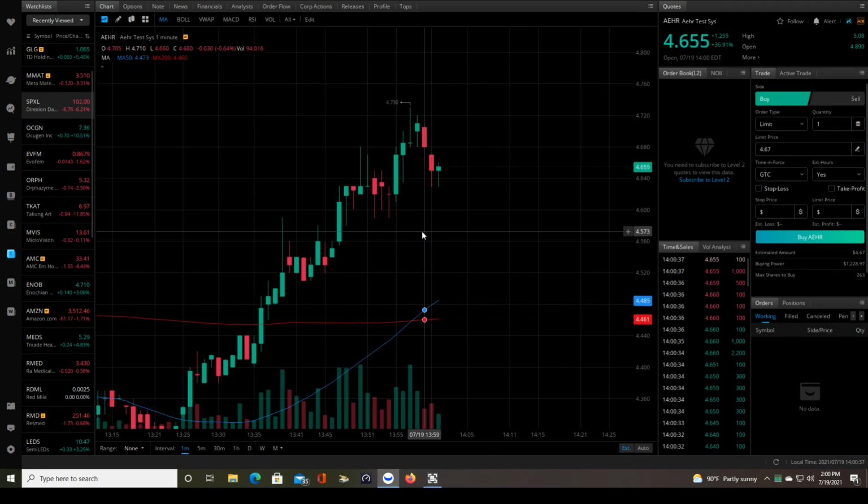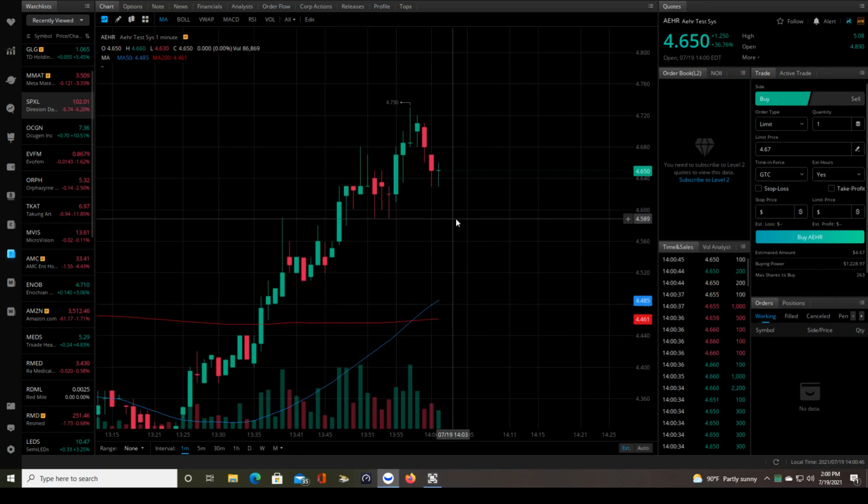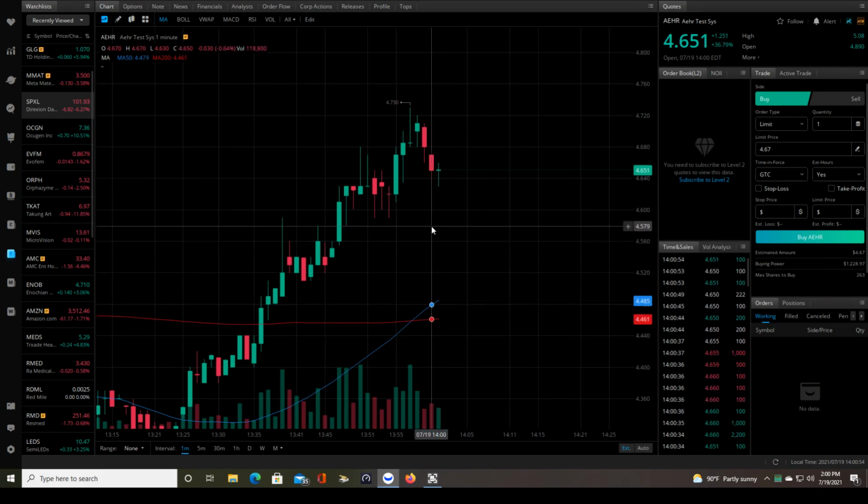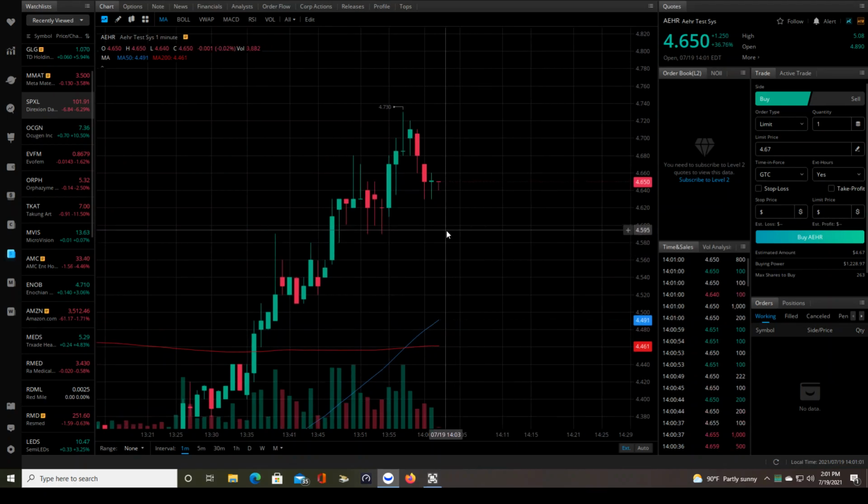So I'm just looking for an entry here, and it appears that they were successful. So I want to see the high of a 1 minute candle break, and then I'll get in. So we've got about 10 seconds left on this candle, so I should focus on the high of this candle, which is 466. So if I see anything above 466 on the next candle, I will get in.